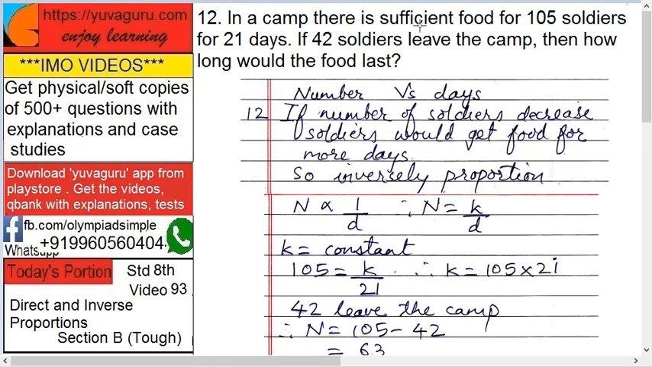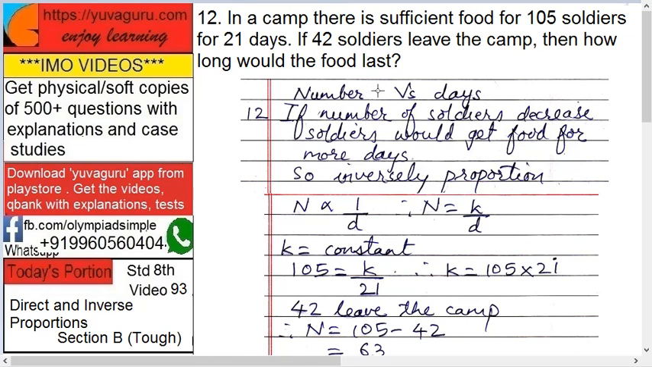In the camp there is sufficient food for 105 soldiers for 21 days. If 42 soldiers leave the camp, then how long would the food last? Here, the soldier means numbers versus days. This is a basic problem.